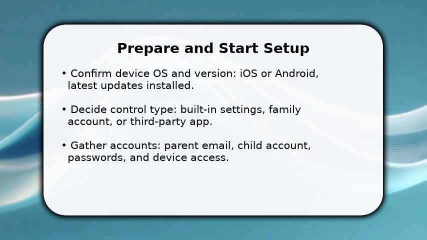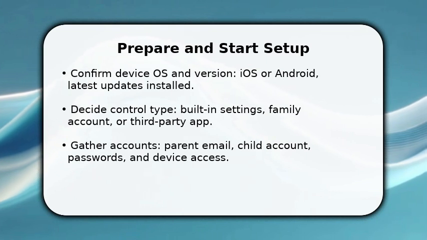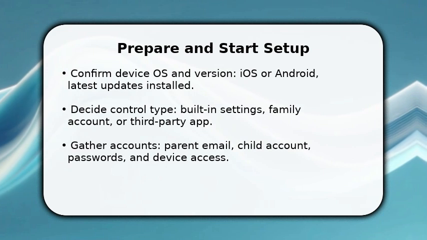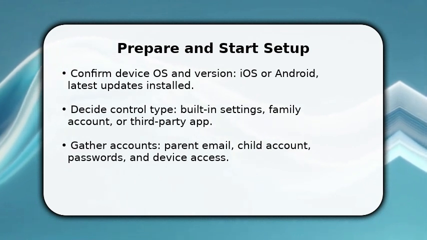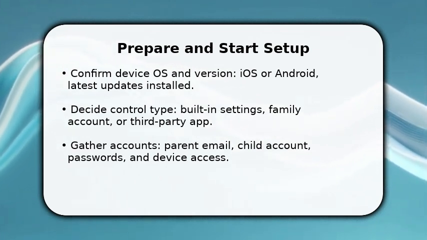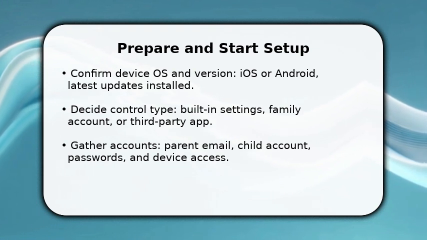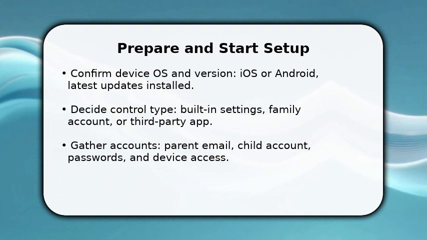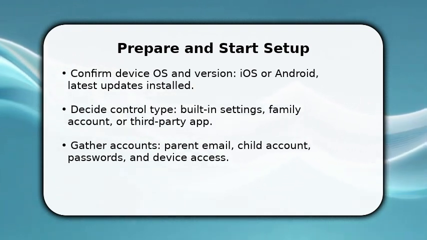You begin by confirming the phone's operating system and updating it. This avoids compatibility issues. Once done, decide whether you'll use built-in controls, a family account, or a third-party app, because each method affects features and privacy. Make sure you have the parent email, child account, and passwords handy. You'll need device access to set locks and permissions.